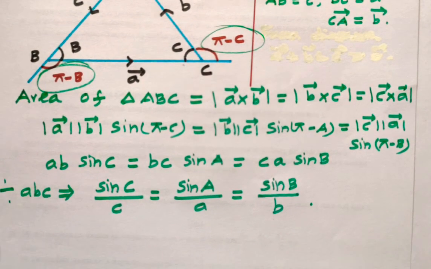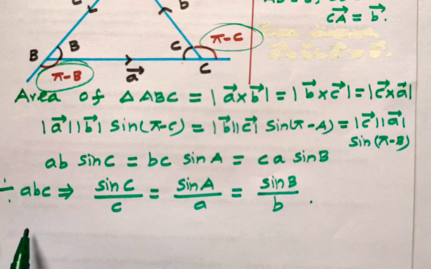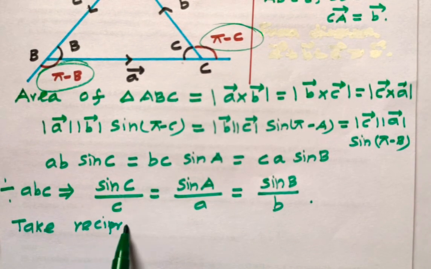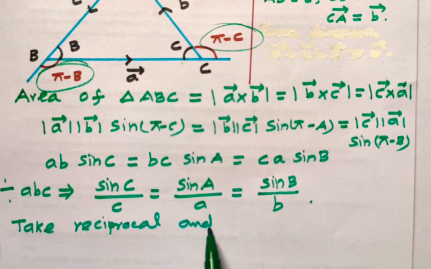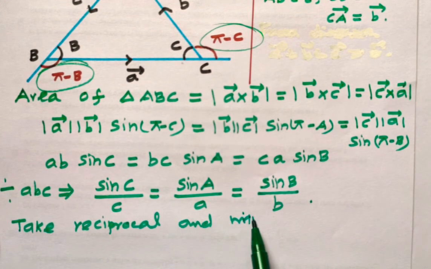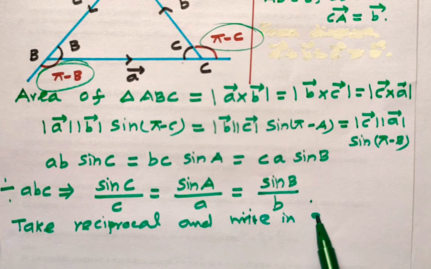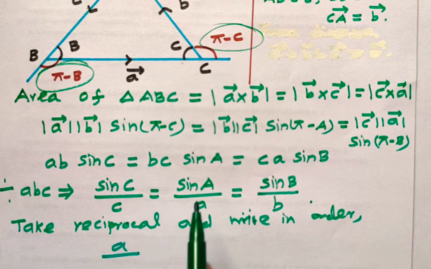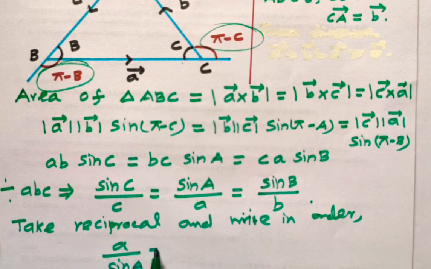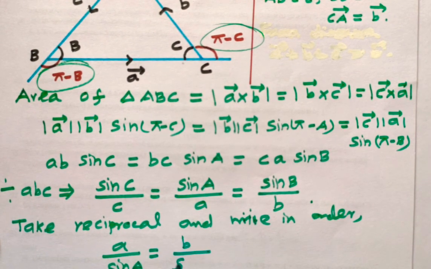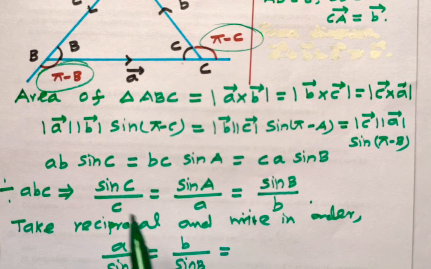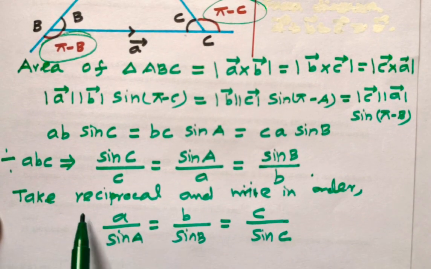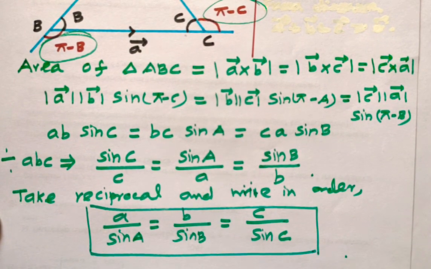Now, if we want to write this according to the proof that they have asked, take reciprocal and write in order. If you take the reciprocal and write order-wise, a divided by sin A, that is equal to b divided by sin B, which is equal to c divided by sin C. So we took the reciprocal and wrote it order-wise, hence the proof.